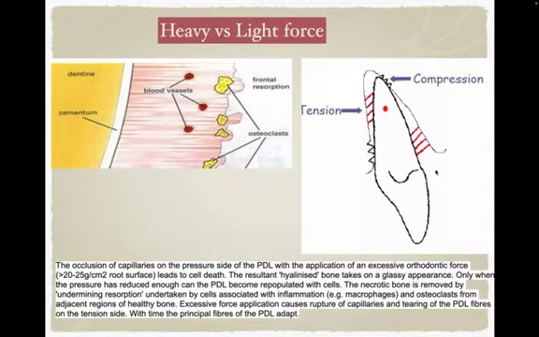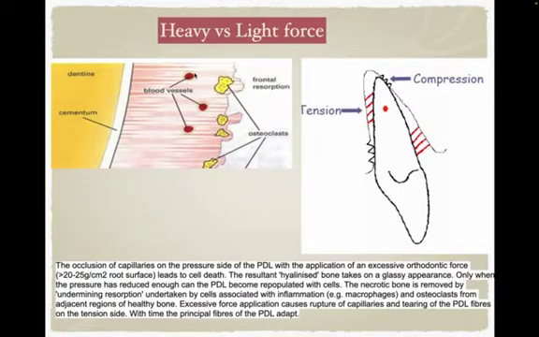As you can see here, you apply a force, the teeth will tip, and according to the pressure-tension theory, we have a compression in this area. So what's going to happen to the blood vessels? The blood vessels will be partially occluded, not completely occluded. Now this partial occlusion of the blood vessels should last for at least 4 hours, up to 6-7 hours, to start a cellular response. And it has to be of enough magnitude.